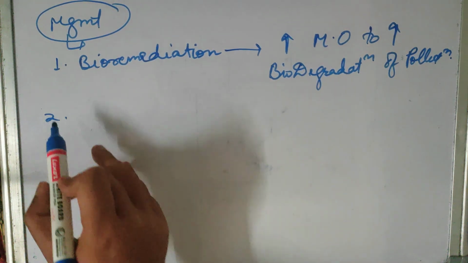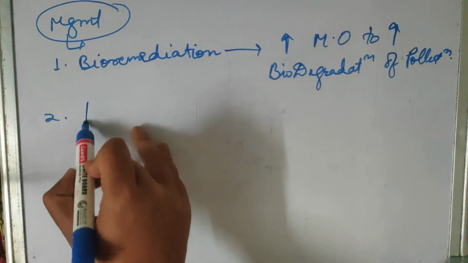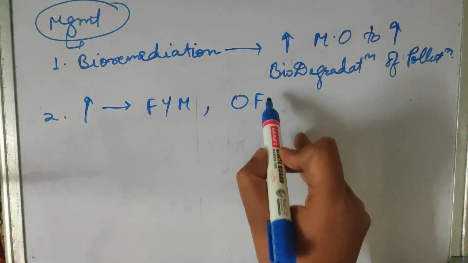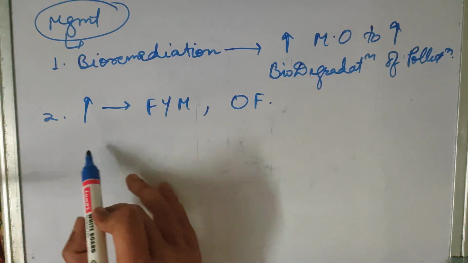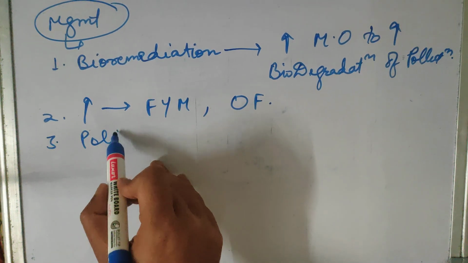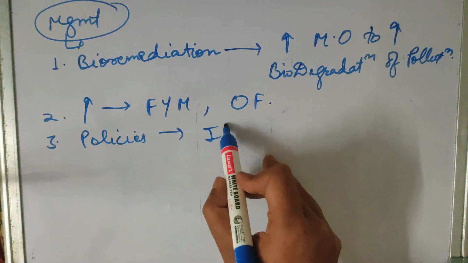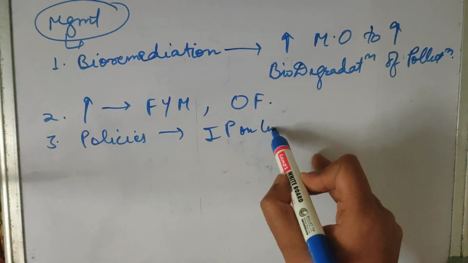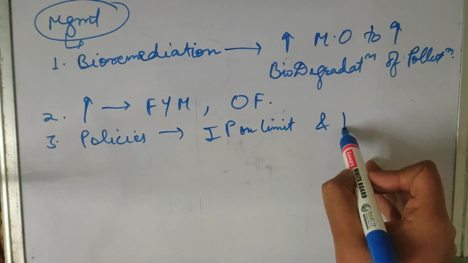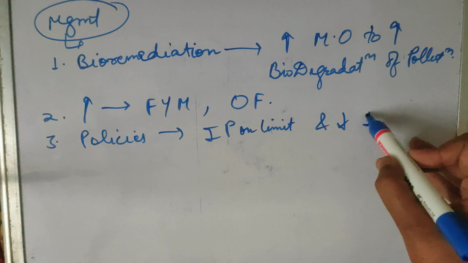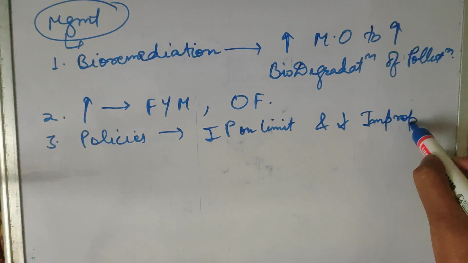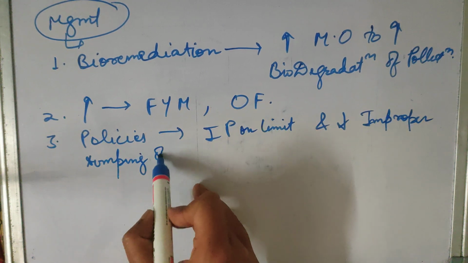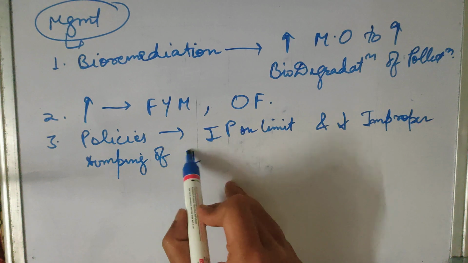Second, we can focus more on farmyard manure and organic fertilizers. We need to develop policies to keep industrial pollution on limit and to reduce improper dumping of industrial waste in agricultural soils.